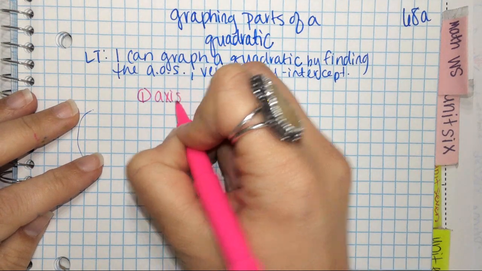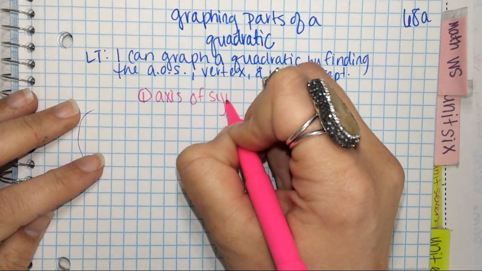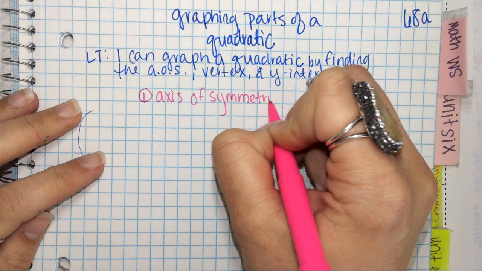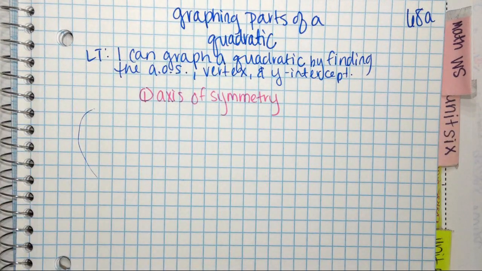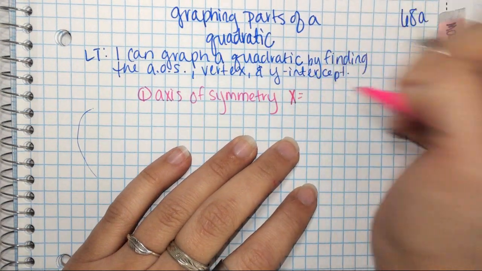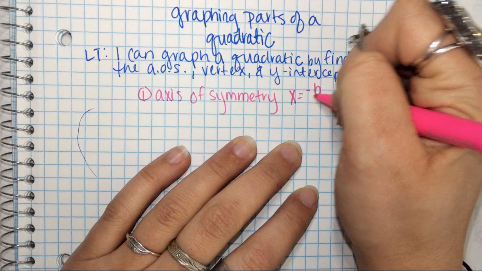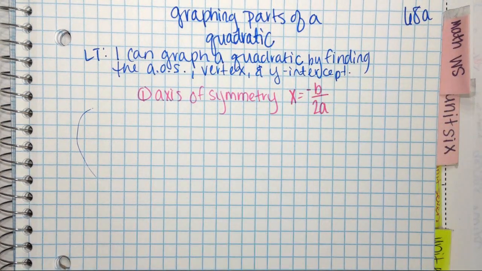Alright, axis of symmetry. That's what we're finding first. And that is the invisible line that does what? Up and down. Cuts in half. Good. Take a point. And it does go up and down. And remember, your formula is the opposite of B divided by 2 times A.